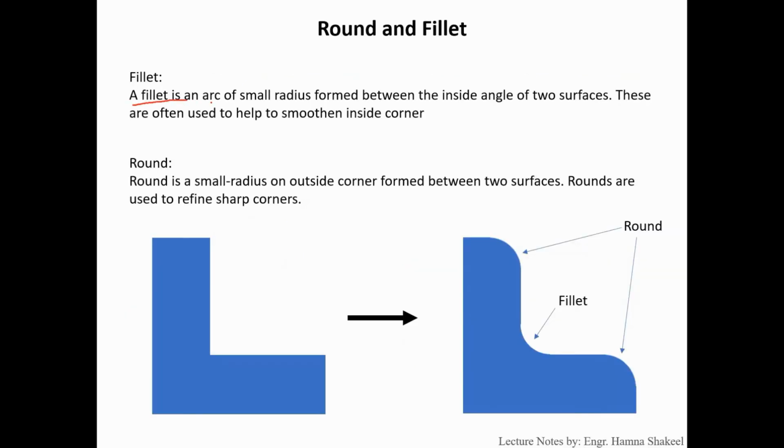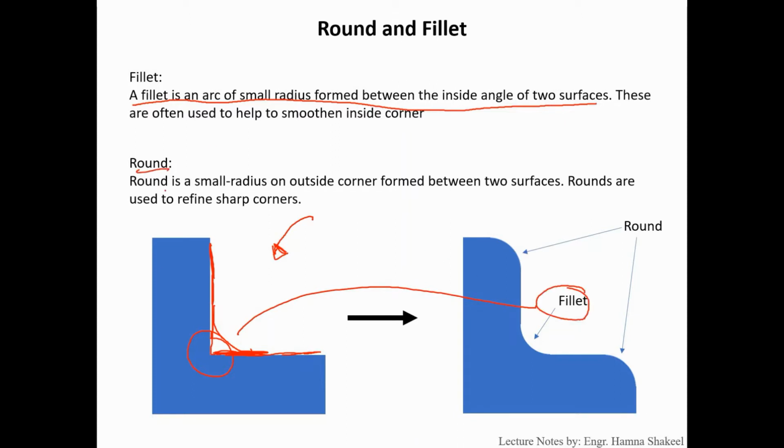A fillet is an arc of small radius formed between the inside angle of two surfaces. So let's say this is an object and these are the two surfaces and this is an inside angle of these two surfaces. When you connect these two with an arc tangent, we call it a fillet.